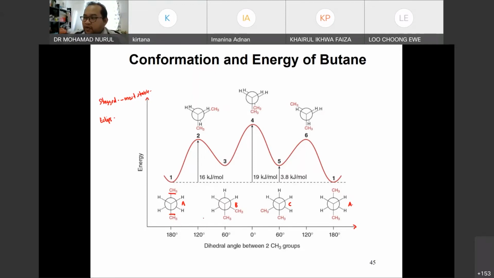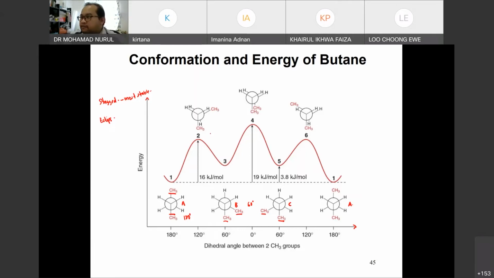Meanwhile this one is staggered, but it is gauche, around 60 degrees. In this case, the angle between these two bulky groups is only around 60 degrees. This one is 180, this one is 60 degrees.